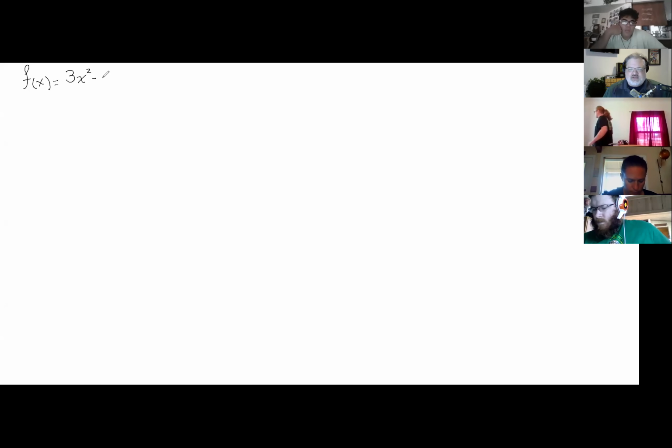Familiar with function notation, we kind of want to make sure we've got some good solid comfort with it. So let's say we've got this quadratic here.